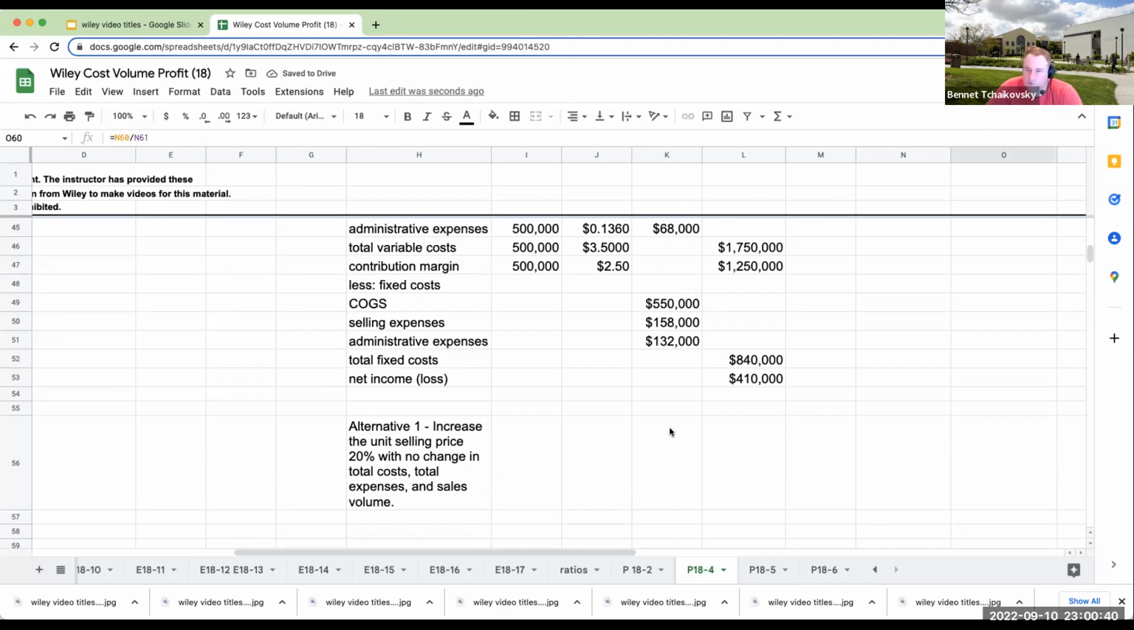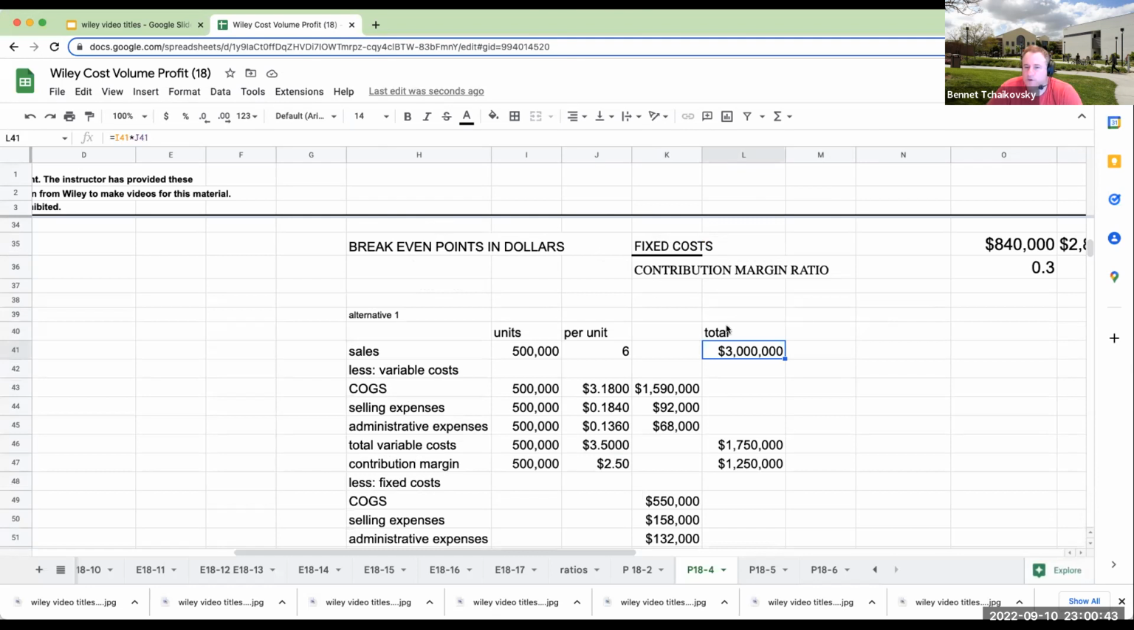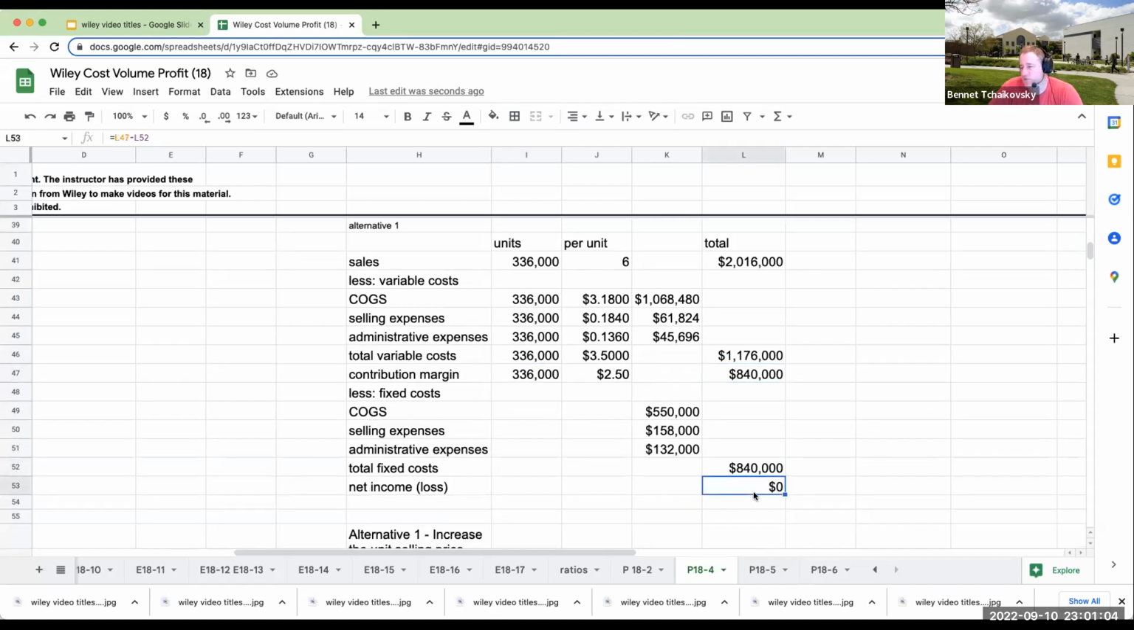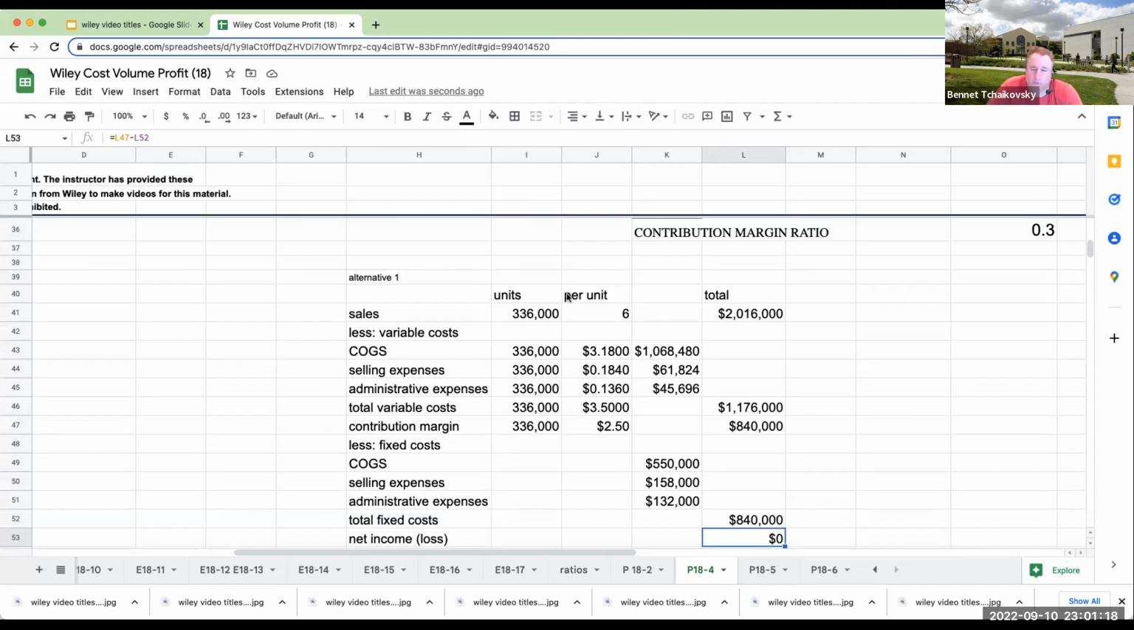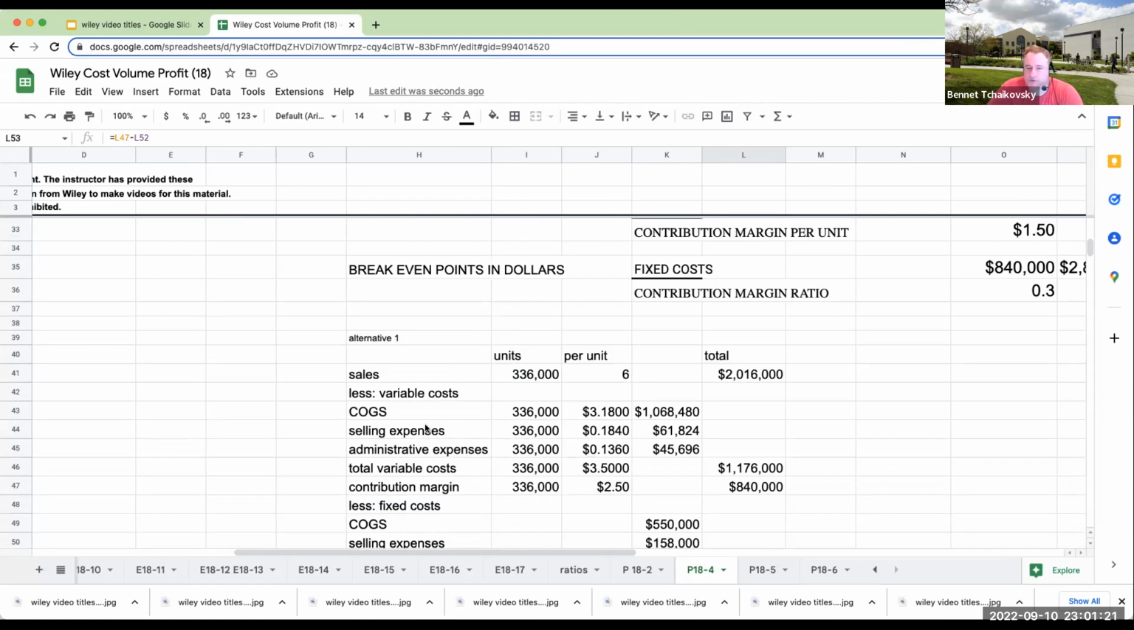Let's see if this works. If my total sales are 2,016,000 and I'm selling at $6 a unit, my units are now going to be 336,000. If I come down over here, I now have 840,000, which is covering my fixed cost. So I know I've done this correctly. Remember, this is a lot easier to do in Excel. On an exam, I generally wouldn't give you this breakdown of all these different costs. But it's always fun to go through and do this, isn't it? You get to use Excel for the CPA exam.